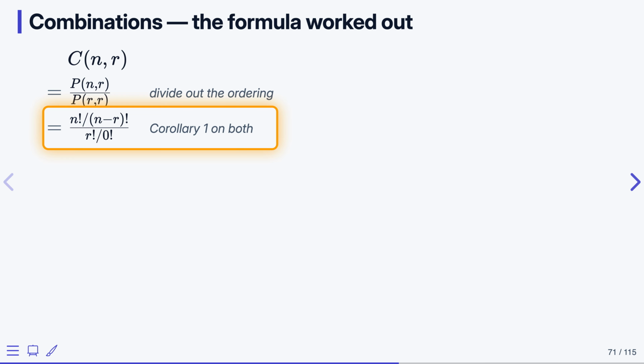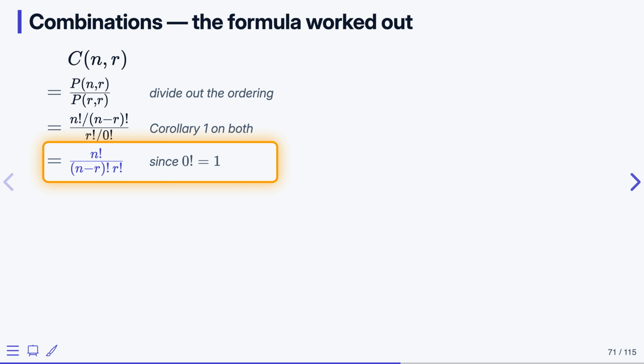Line 3. Now use the factorial form for both. The top becomes n factorial over (n minus r) factorial. The bottom becomes r factorial over (r minus r) factorial, and r minus r is 0. Line 4. 0 factorial is 1, so the bottom is just r factorial. That leaves n factorial over (n minus r) factorial times r factorial. That is the formula.